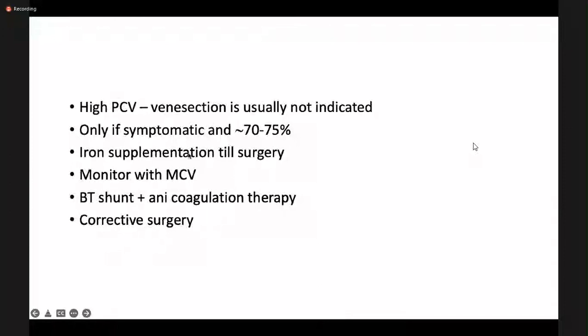And because if they get iron deficiency, iron deficiency can cause abnormal size and shapes in the red cells, so they can cause anisopoikilocytosis. So they are more prone to get thrombosis. So it's mandatory for you to treat iron deficiency and mandatory to monitor MCV. And then you need to arrange a BT shunt and then plan for the corrective surgery. So that's how you should be doing when you are managing a child with a cyanotic heart condition. Is it clear? Do you have any questions on that?